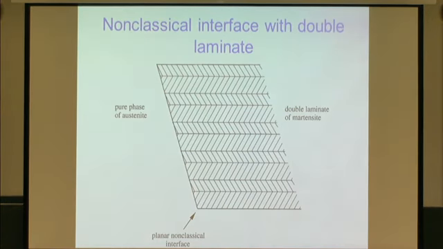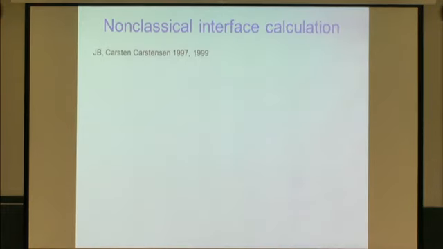Now, many years ago with Carsten Carstensen, we considered the possibility of having more complicated interfaces like this, where instead of in the martensite having a simple laminate, you might have something like a double laminate, like here, layers within layers, for example. And we did some calculations which were of the following type.